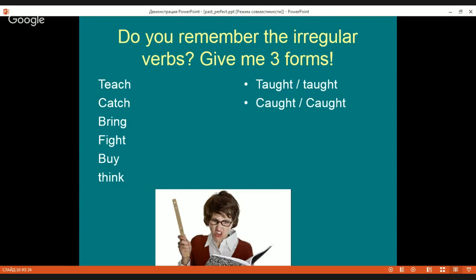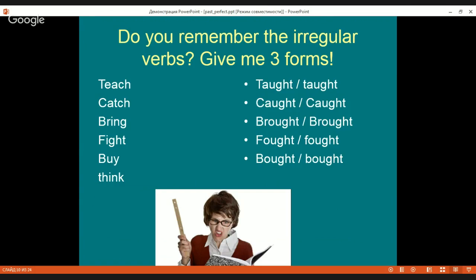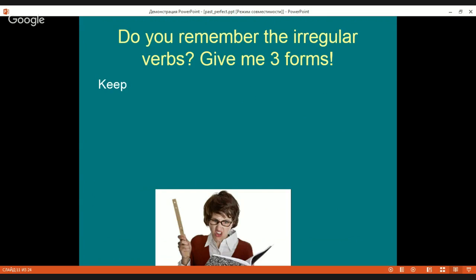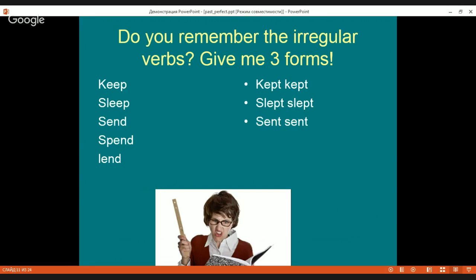The same for the next. Bring, brought. Fight, fought. Buy, bought. Think, thought. Very nice, guys. Great students. Let's move on. Keep, sleep, send, spend, lend. Keep, kept. Sleep, slept. Send, sent. Spend, spent.